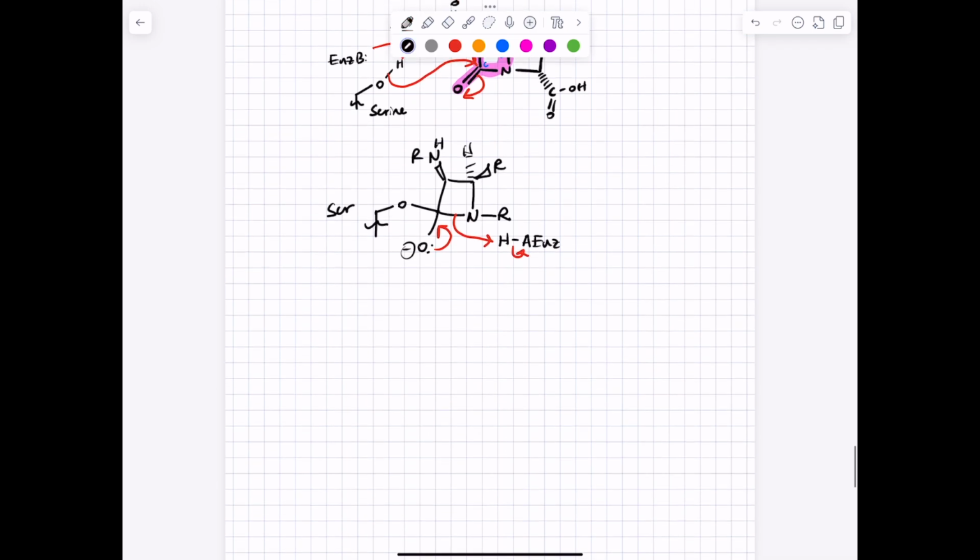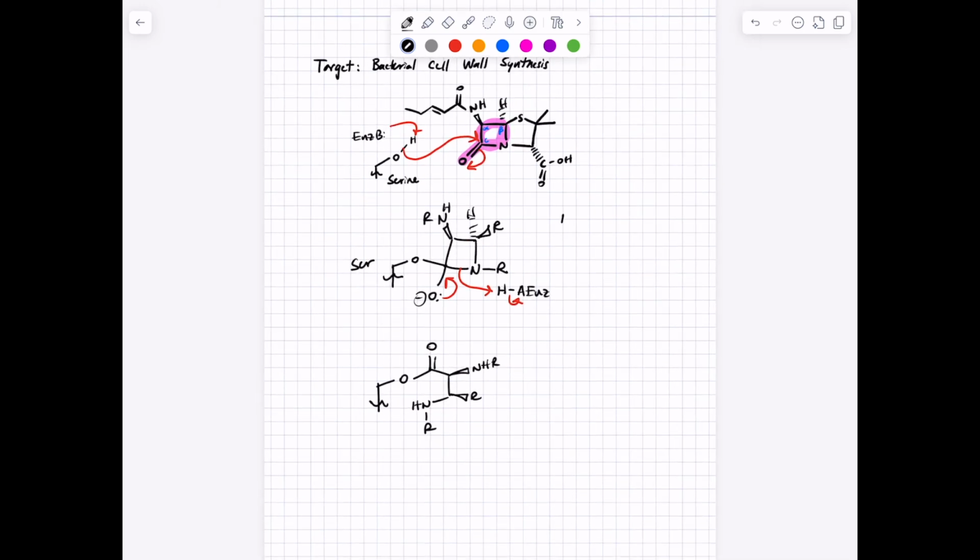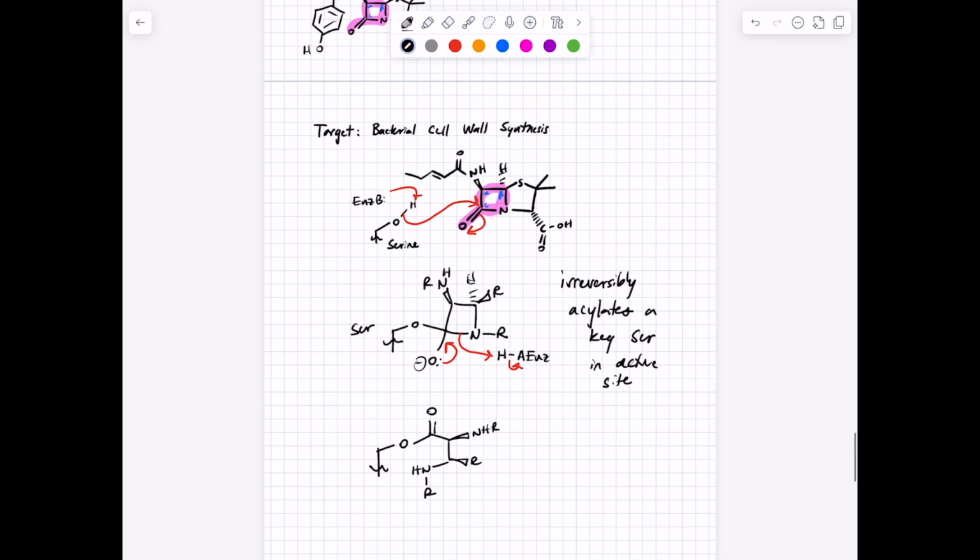And the product after that now has that key serine side chain involved in an amide bond with the rest of the beta-lactam antibiotic. In other words, the beta-lactam antibiotic irreversibly acylates a key serine residue in the active site of the cell wall synthesizing enzyme.